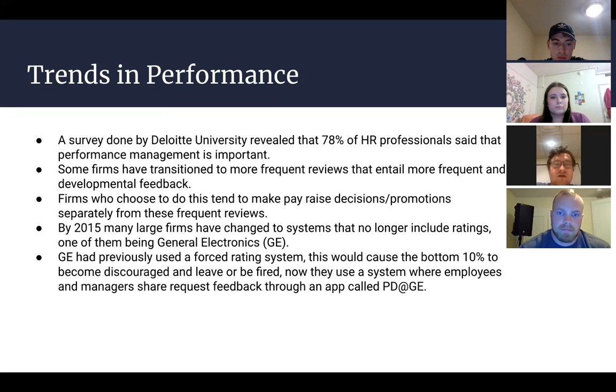By 2015, large firms have changed to systems that no longer include ratings, one of those being General Electric, or GE. GE had previously used a forced rating system, and it actually caused the bottom 10% of those who had been scored very lowly to become discouraged, and they either left or were fired shortly after. Now they use a system where employees and managers share and request feedback through an app called PD at GE. So it's more helpful for them in the long run.